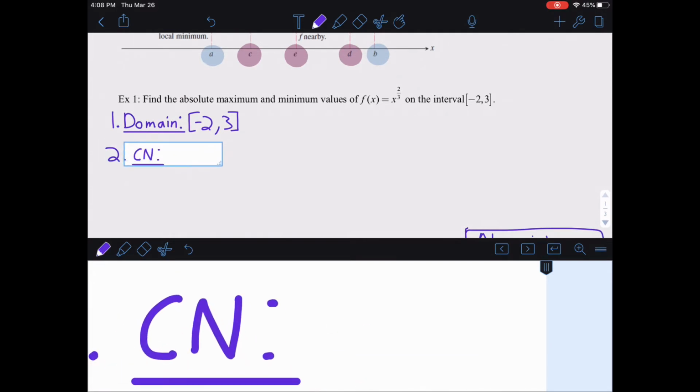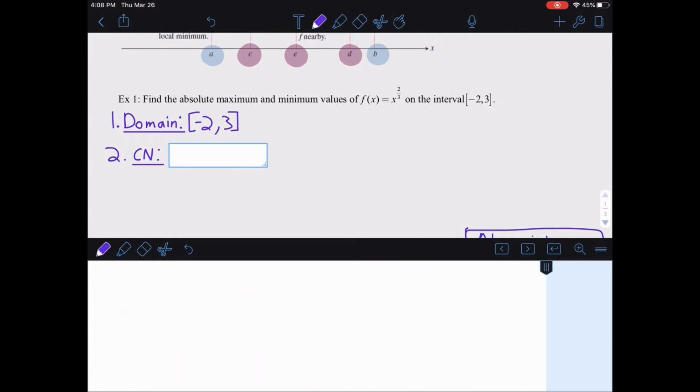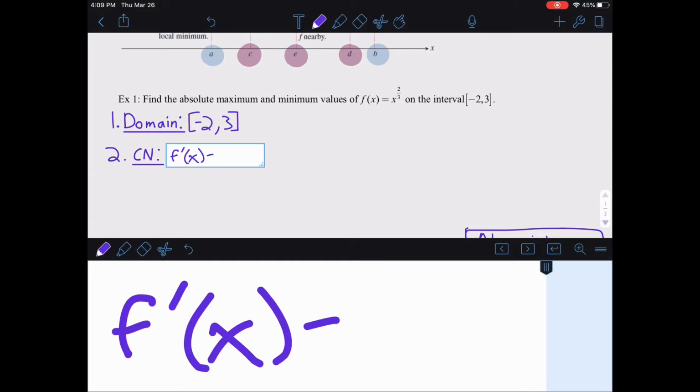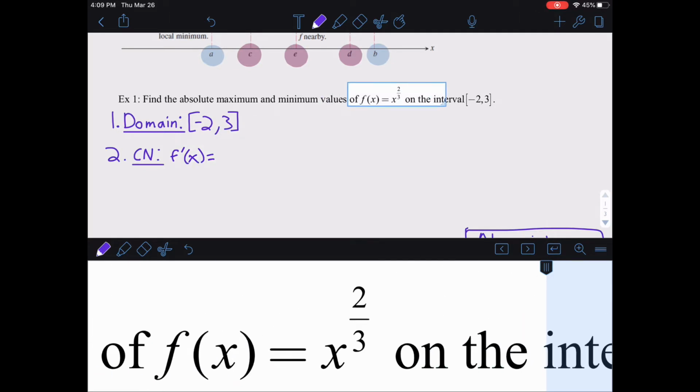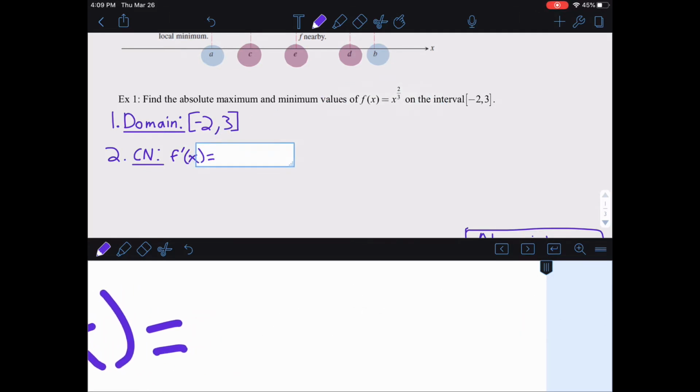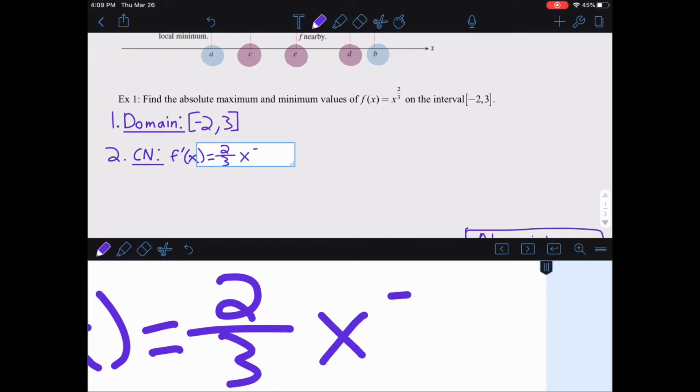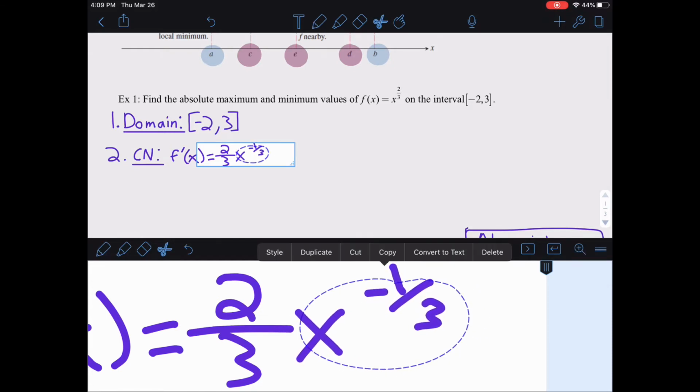So let's find critical numbers. Critical numbers occur when the derivative of the function is equal to 0 or does not exist. Now, before I can do that, I first have to find what is the derivative function. So let's come back up here, x to the 2/3, and we do a little power rule. And so we get 2/3 x to the -1/3 power. So that's a pretty easy derivative for us, right?